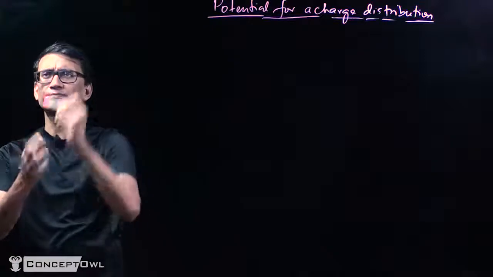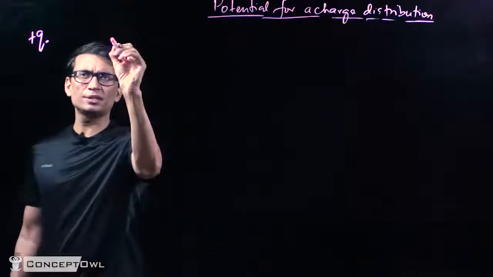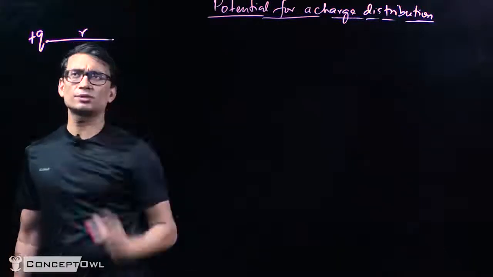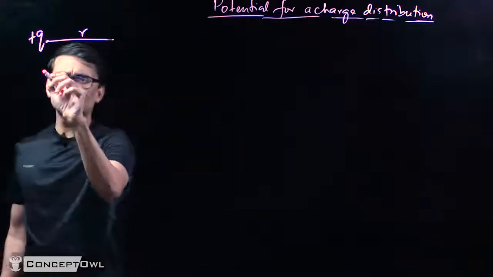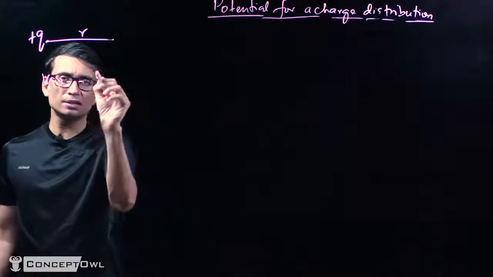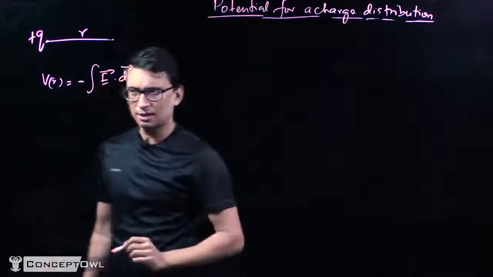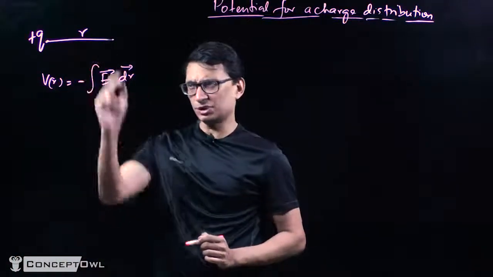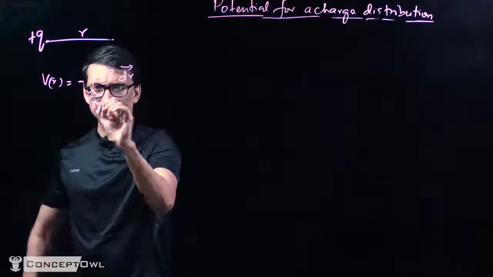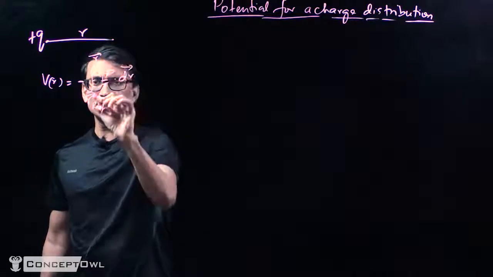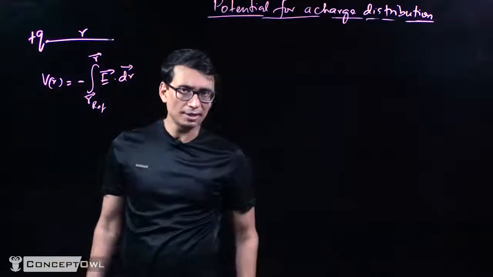So let's say you have a charge plus Q, and you want to find the electric potential at a particular point, which is, let us say, at a distance r from this particular charge. Now we have come to this conclusion that the potential V(r) is nothing but minus integral E dot dr, where r is a position vector that goes from some reference point to the r where it is right now. So this is how we are defining electric potential.